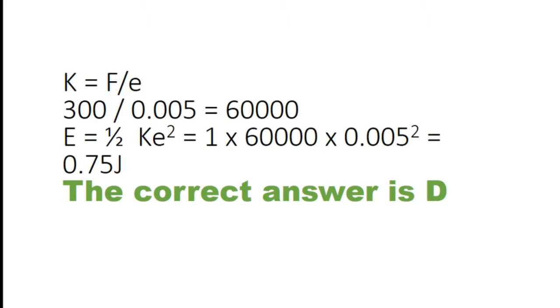This implies that our E, which is the strain energy we have to find, is 1 over 2 times K E squared. This will be equal to 1 over 2 times 60,000 times 0.05 squared. This will give us 0.75 joules, and that will be option D.